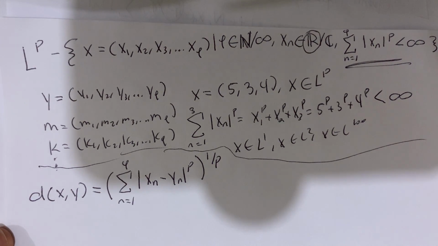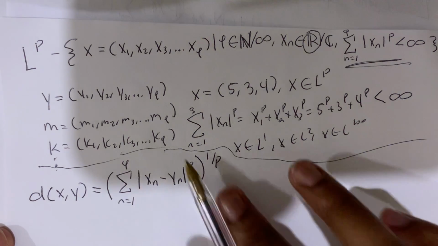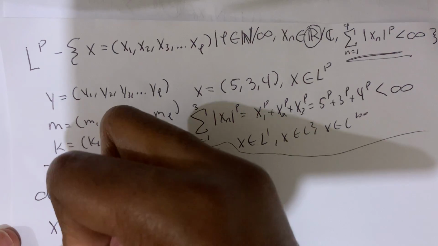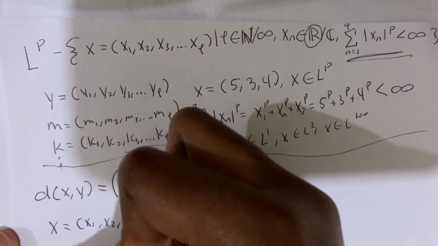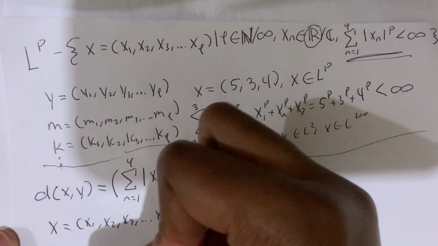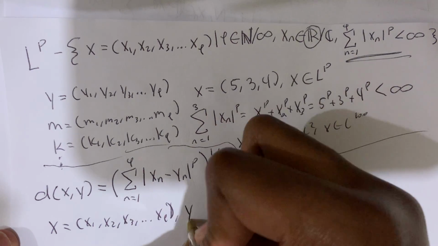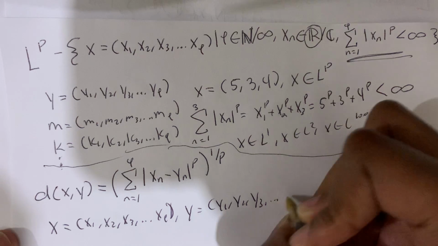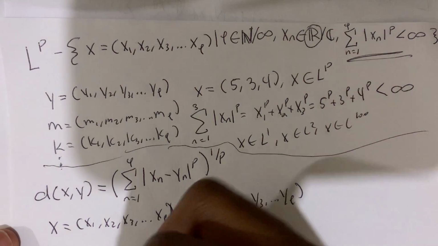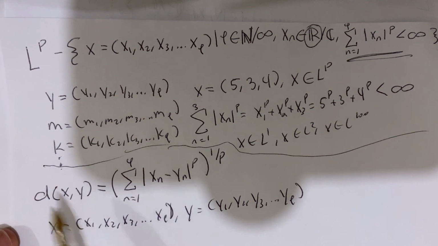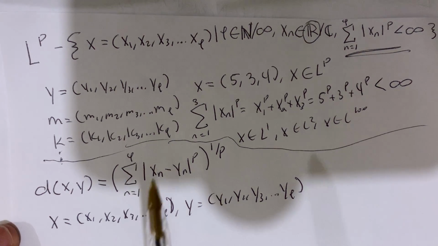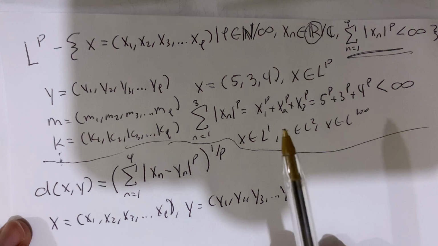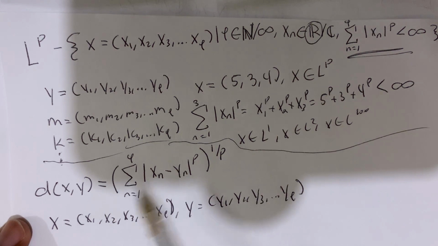So let's expand this sum. x is just x1, x2, x3, all the way to xL. And then y is y1, y2, y3, all the way to yL. Okay, so let's expand this sum to show you what's actually happening. We have the distance between two of these sets. So we're defining the concept of distance between two sets.